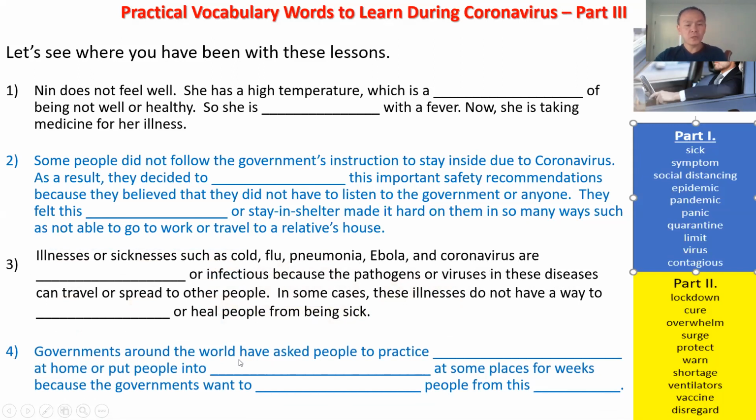Governments around the world have asked people to practice social distancing, okay? To practice social distancing at home or put them in quarantine at some places for weeks because the government wants to protect people from this.